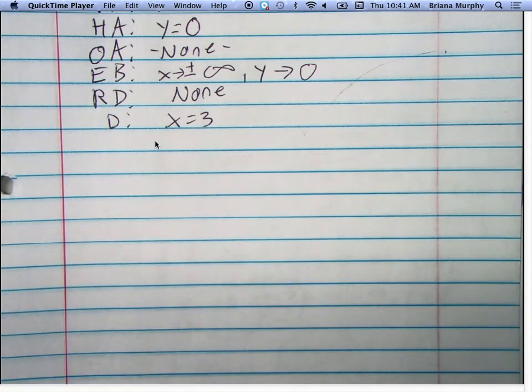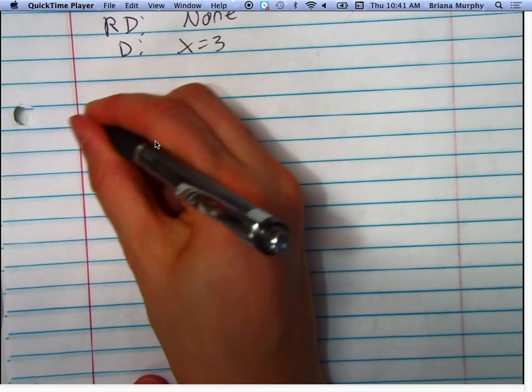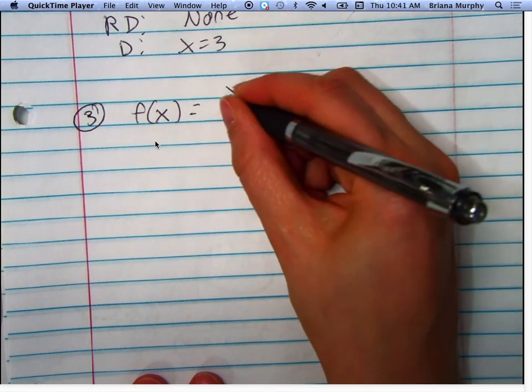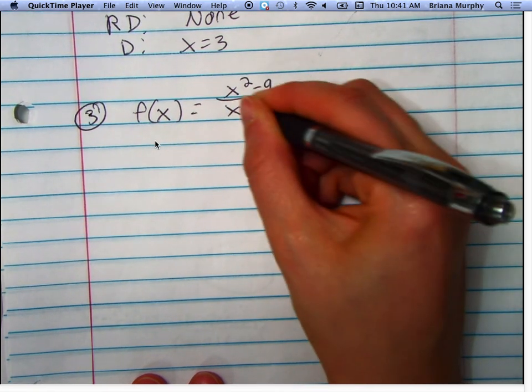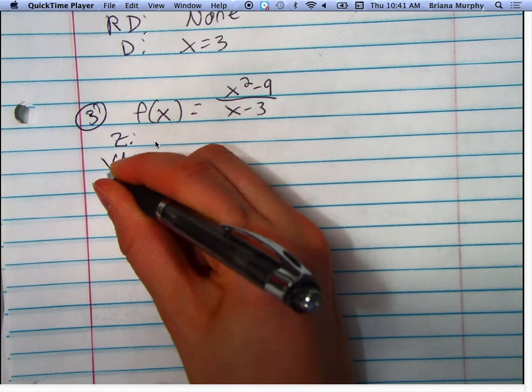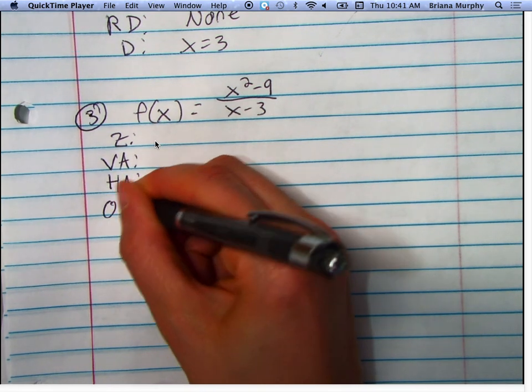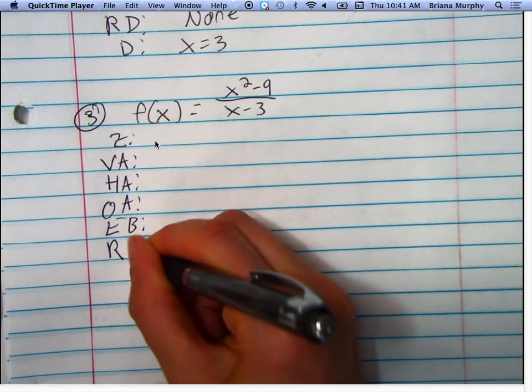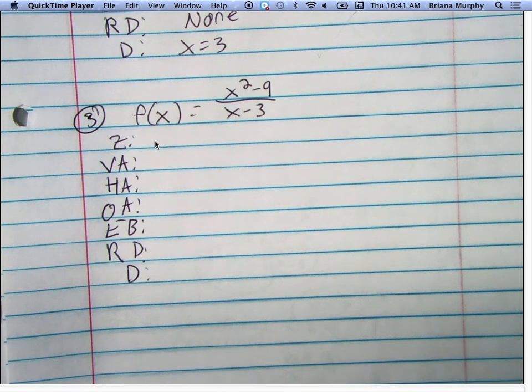Okay, 3. I want you guys to try this example on your own. Ready? Not the graphing part, but everything else. F equals x squared minus 9 over x minus 3. You're going to find zeros, vertical asymptote, horizontal asymptote, oblique asymptote, end behavior, removable discontinuity, discontinuity. Those things. This looks very similar to what your homework will be. You are not correcting your homework today, but you will be. Okay.